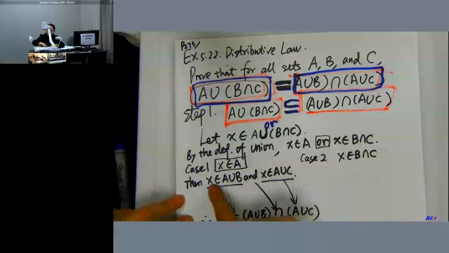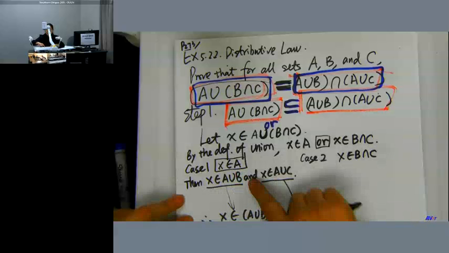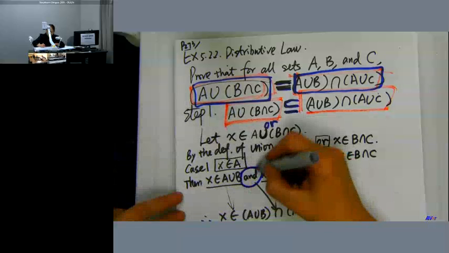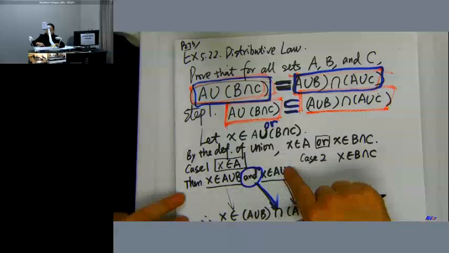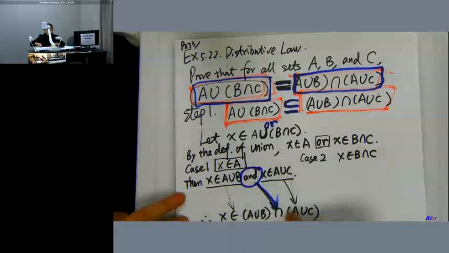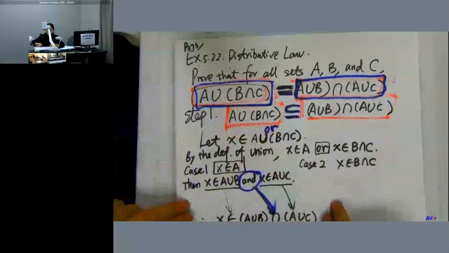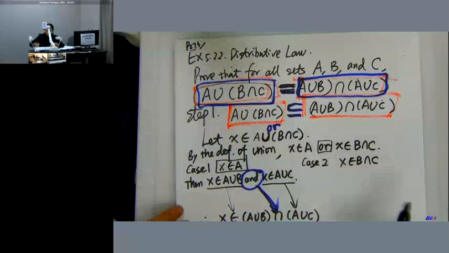Well, if X is in the union of A and B and in the union of A and C, of course X is in the intersection. That's the definition of intersection. So I changed the English word and to that symbol for and, which is called intersection. Is that clear? The process here uses the definition of union and the definition of intersection. So when you do that homework question, it's going to be the same way. All right, let's look at case 2 and see if I can still get that proved.